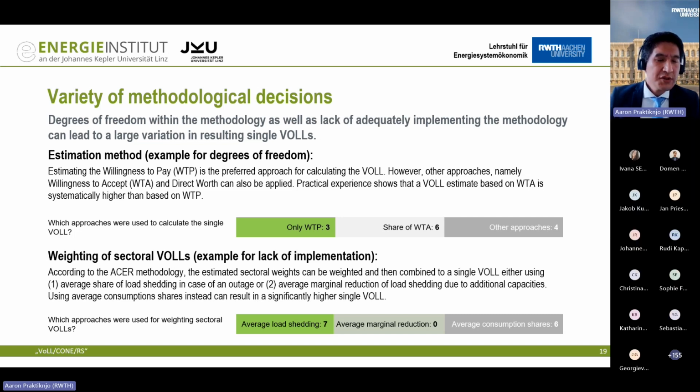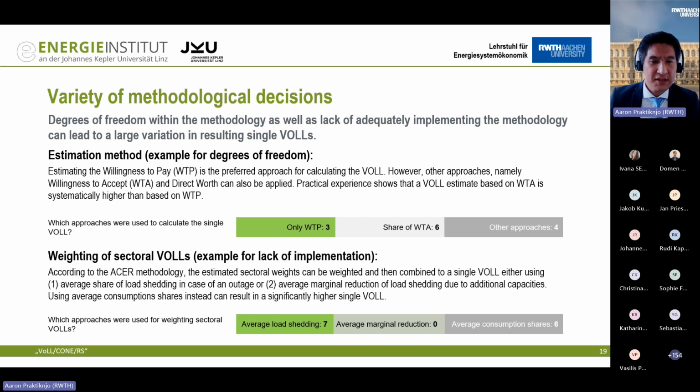Okay, so which approaches were used to calculate the value of lost load? The ACER benchmark, only using willingness to pay, only 3 countries used this benchmark. Others included also willingness to accept, and 4 countries used even other approaches to calculate the value of lost load. What about the weighting of sectoral value of lost load? So most countries used average load shedding plans, and almost the other half of the countries used average consumption shares.